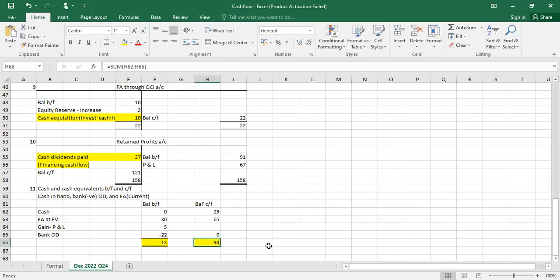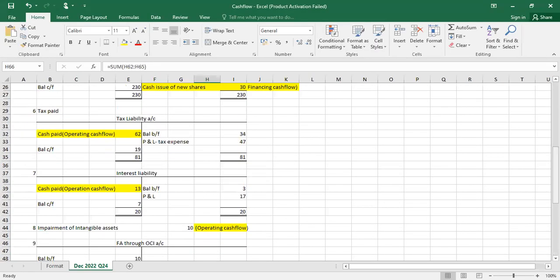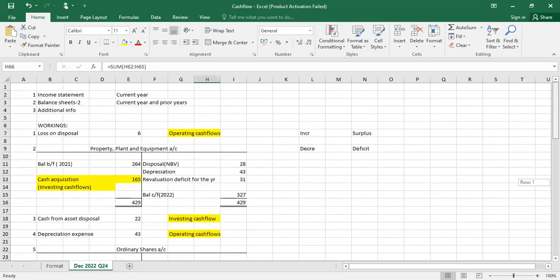So with that, what we can do very quickly is to summarize what the question wanted, and that is the statement of cash flow. We must start with the title, remember? And the name of the company, we have Bermuda Limited. For any financial report that you prepare, please start with the title. So Bermuda Limited.